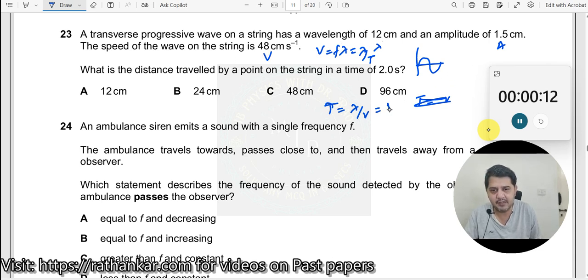Okay, what is distance? Distance is 12 centimeter, divided by 48 centimeter per second. So 12 ones are 12, 12 fours are 48, centimeter goes away. So the answer should be 1 by 4 seconds.